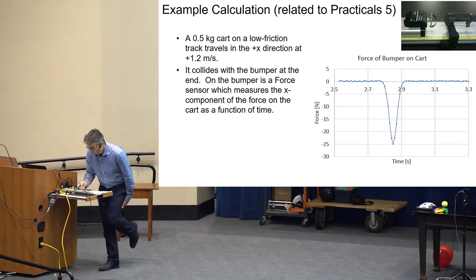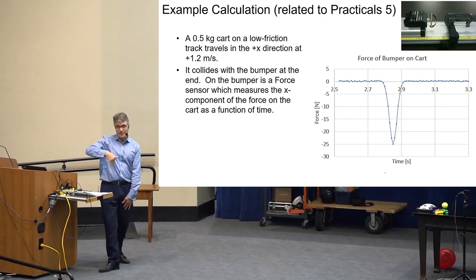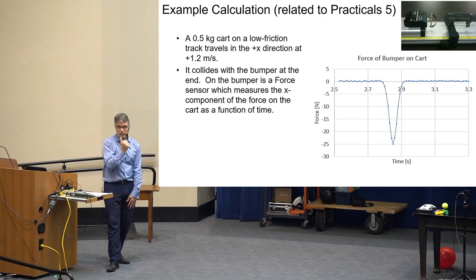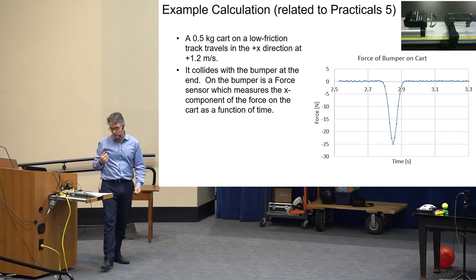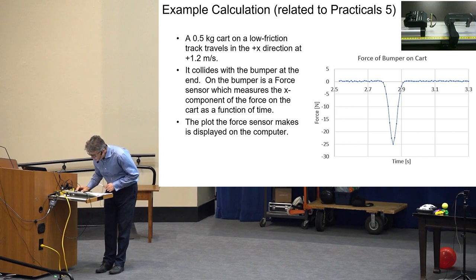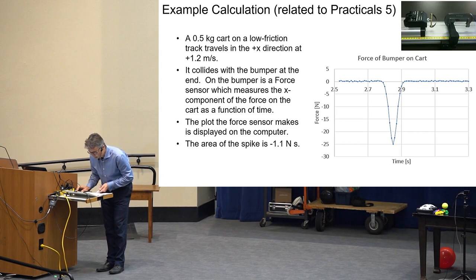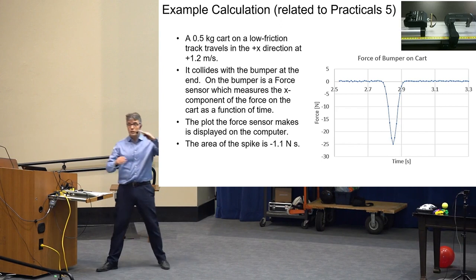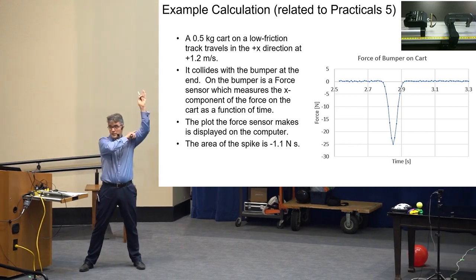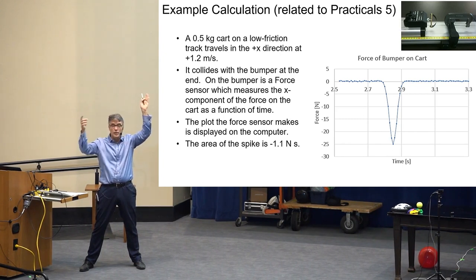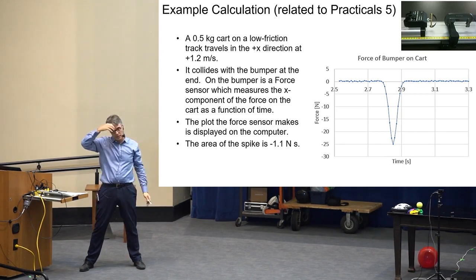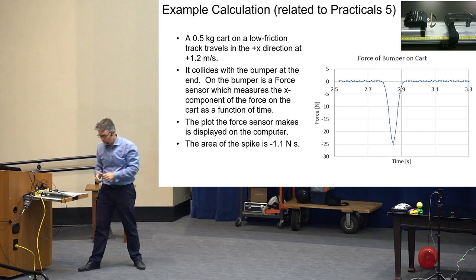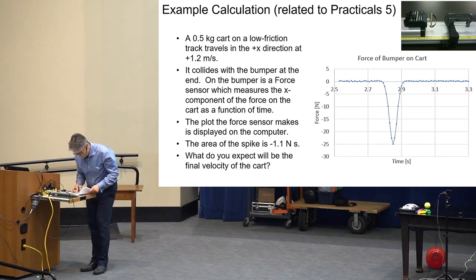It collides with the bumper, and you can see this force, which is negative, I guess, because it's in the negative x direction. It's going to slow it down, stop it, reverse its momentum. So you can find the area. Let's say you found the area is negative 1.1 newtons times seconds. Remember, you've got a graph of newtons on the vertical axis, seconds of time on the horizontal axis, because it's the force versus time. So if you do the area, you get newtons times seconds, which turns out to be the unit of momentum as well. So what do you expect to be the final velocity of the cart?